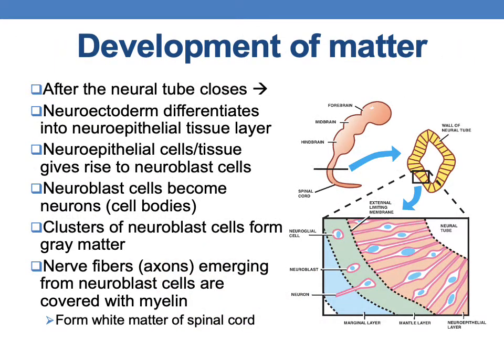Development of matter. After the neural tube closes, neuroectoderm differentiates into a neuroepithelial tissue layer. Neuroepithelial cells or tissue give rise to neuroblast cells. Neuroblast cells become the cell bodies of neurons. Clusters of neuroblast cells form the primordial gray matter of the embryo. Nerve fibers, known as axons, emerging from the neuroblast cells are covered with myelin, and they form the white matter of the primordial embryo.